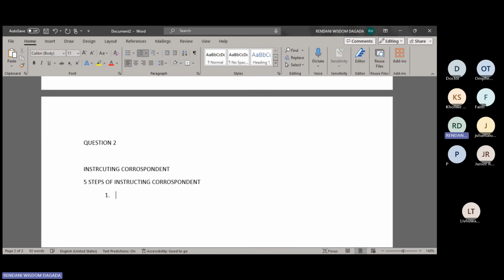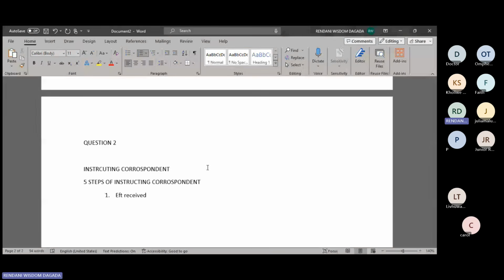The steps. Step number 1, the first step is EFT received. There's a book that you're going to use, which is the TCB. You're going to use the TCB for the EFT received. That is step 1. Then step 2, you're going to have yourself money collected or money received. This is going to be the money that you collected. The book that you're going to reflect this amount on is called the trust journal. Use the trust journal to reflect that amount.